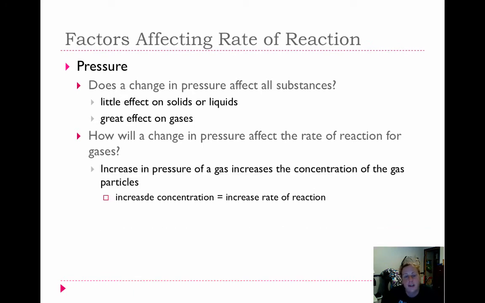So when you increase the pressure of a gas, it increases the concentration of the particles. If you're able to put more pressure, you're able to push more of that gas into the solution. And this increases your concentration, which then increases the rate of reaction.